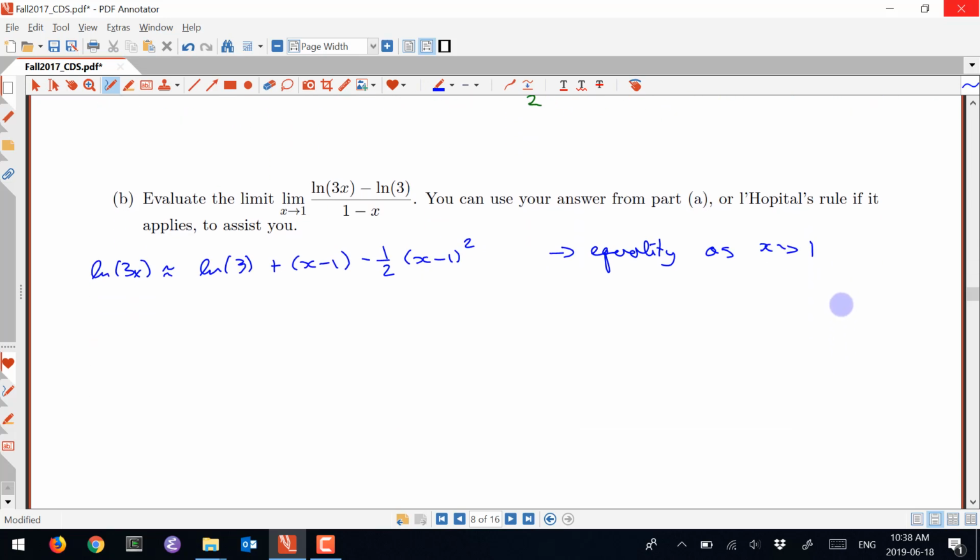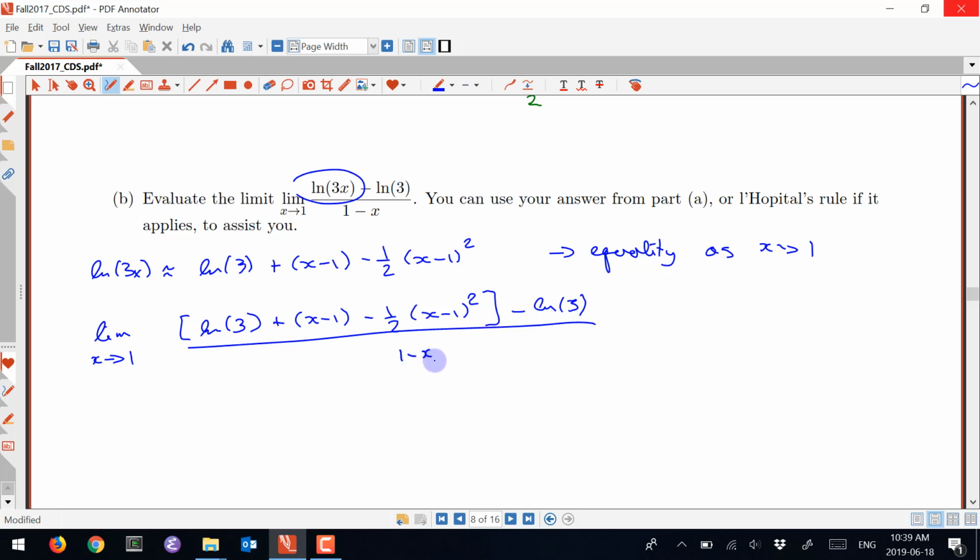So there's some fancy theory going on behind that, but at the end of the day, the approximation is perfect when x is equal to 1. It gets better and better as we approach 1. So this substitution is a valid and helpful one. So what we're going to do is replace our ln of 3x with this expression here. So ln of 3 plus x minus 1 minus 1/2 x minus 1 all squared. That's the term we just substituted out for, minus ln of 3 all over 1 minus x.